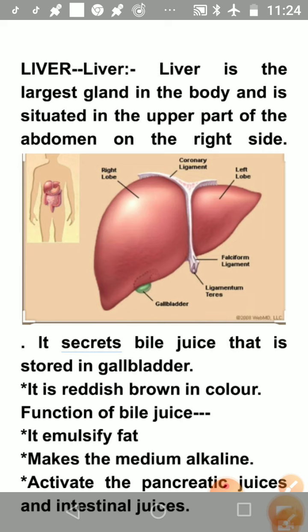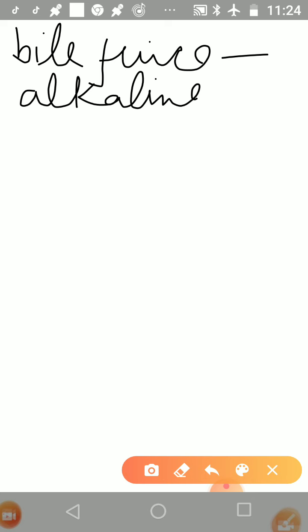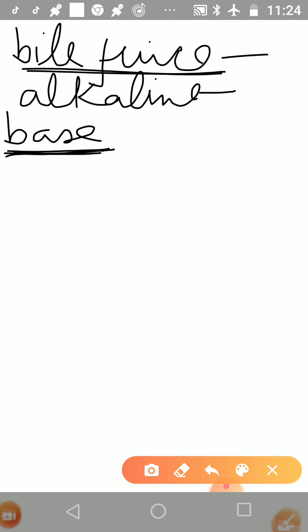So what is the function of these bile juices? Let me write here. What is the function of bile juices? Bile juice is basically an alkaline substance. What do we mean by alkaline? Alkaline means it is a base, like you have learned in your chemistry chapter on acids, bases and salts. So here it is a base which helps to neutralize things. So bile juice is alkaline in nature, that is, a base.